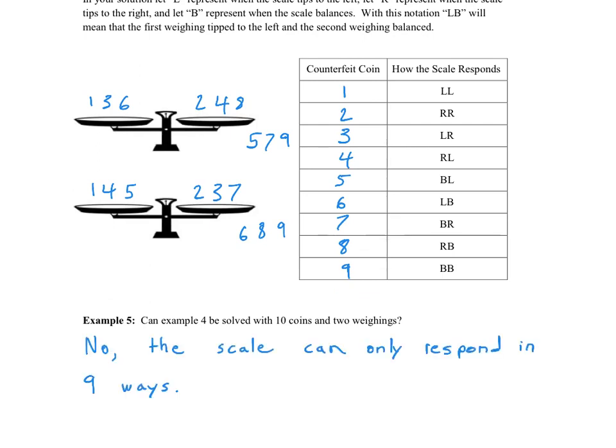It's kind of like if you were talking to a robot and the robot only had 9 different things that it could say in its language, and you had 10 different questions for that robot. You couldn't get 10 different answers. The robot would only give you 9 different answers.